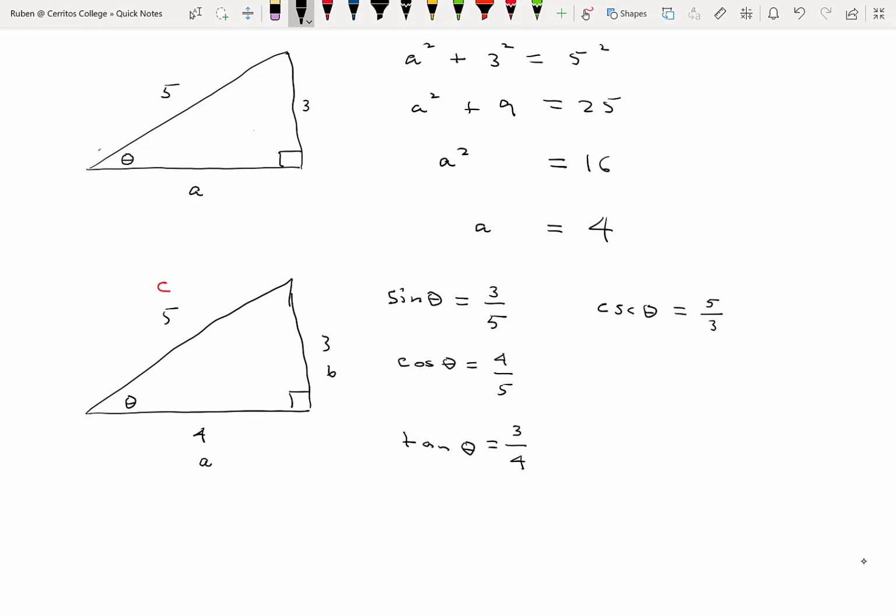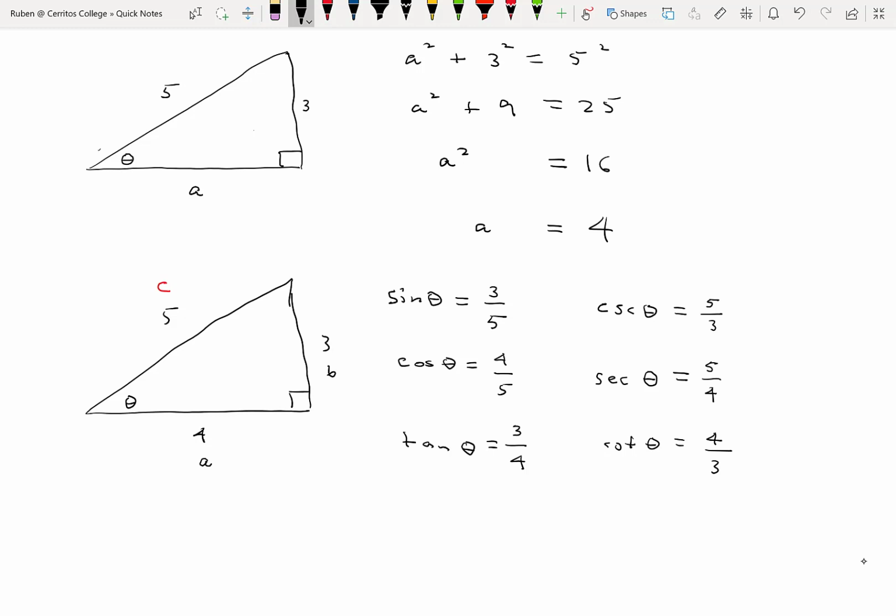Now, if you're lost in all of this, don't be too concerned. You're going to look back at this in probably about 2 or 3 days. You'll look back at the finding of the six trig functions. You're going to realize it's one of the easiest things to do in the course if you're given values on a right triangle, values of the sides. So the secant of theta is 5/4, and the cotangent of theta is equal to 4/3.